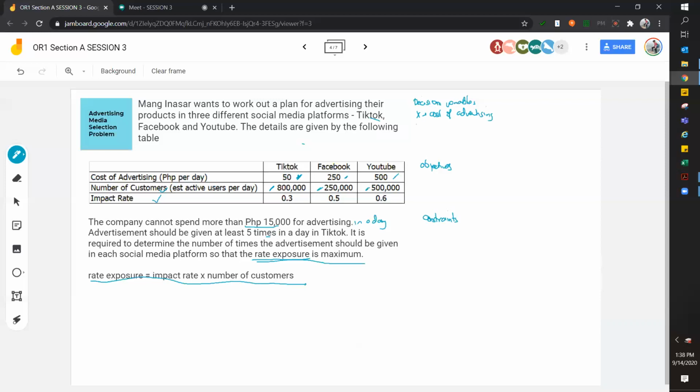Cost of advertising and then why for customers?